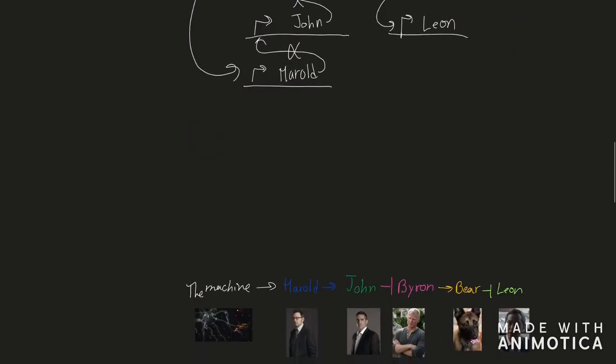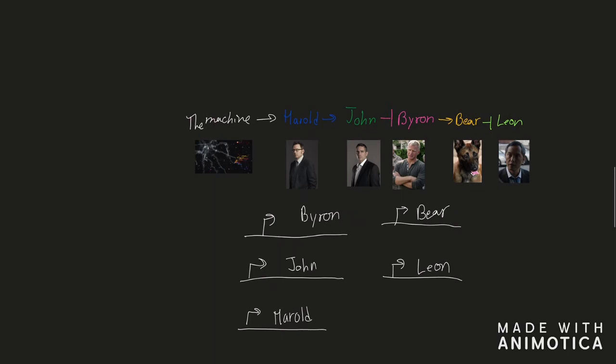Now what if we had a different mutation? Let's say Byron got mutated. The machine would contact Harold. Harold would then activate John. John would then go to repress Byron. So Byron can no longer activate Bear, and Bear will no longer repress Leon, who will live. But in this scenario, Byron cannot activate Bear regardless of the presence of John or not, since his protein is mutated and cannot activate Bear.